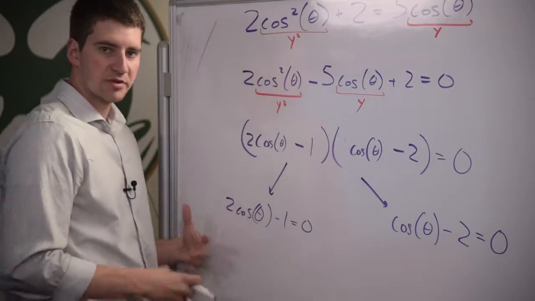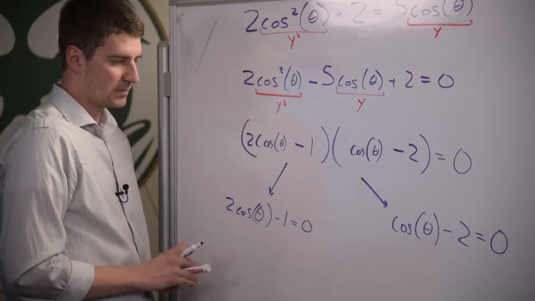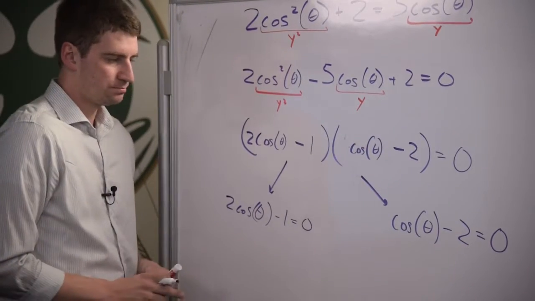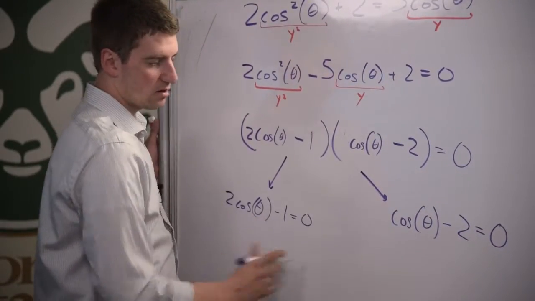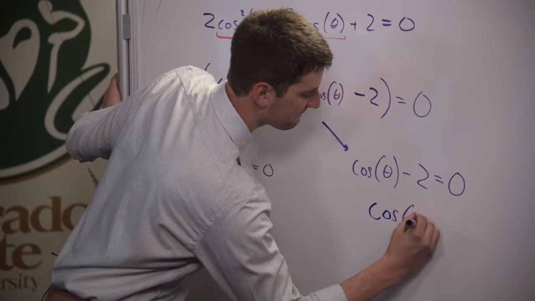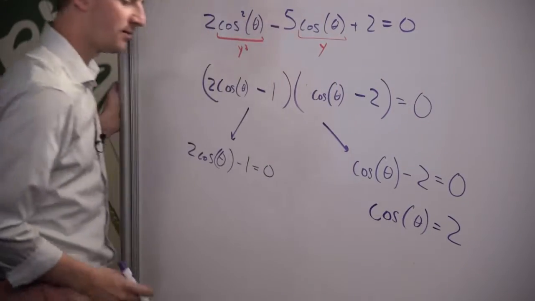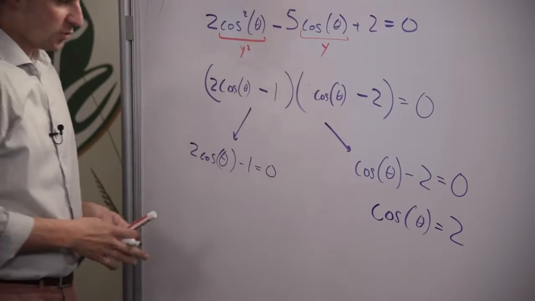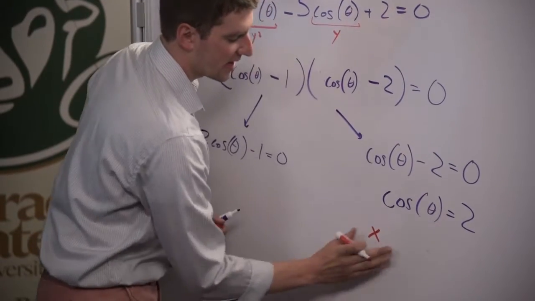So let's keep doing algebra to simplify this so that eventually we can use the unit circle. And let's just start with this right one. So how do we solve for this guy? How do we just get cosine alone? Well, we're going to add 2.